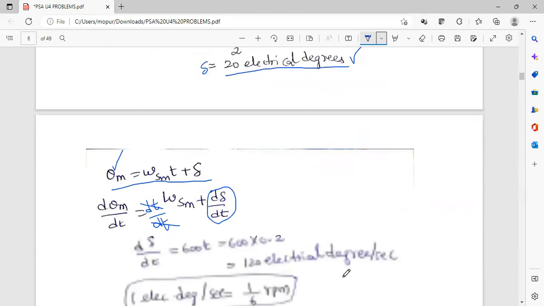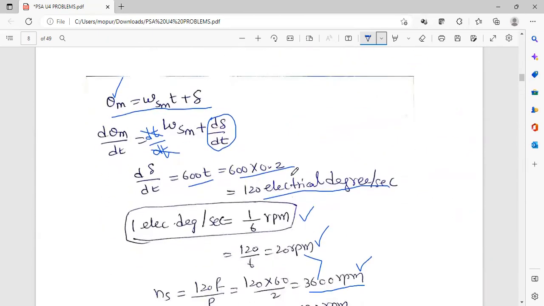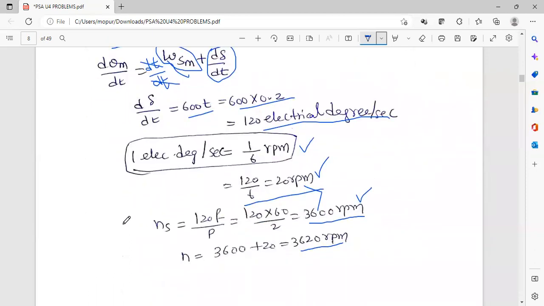And to find the speed in RPM, we take this formula, differentiate it, and then substitute. This d del by dt we had calculated in terms of RPM. We got 20 RPM. And then omega Sm is the speed, 120 F by P, which is directly in RPM. You don't need to find 2 pi ns by 60. Why? Because there is no need to convert it into radians per second. We need it in RPM only, which equals omega Sm.